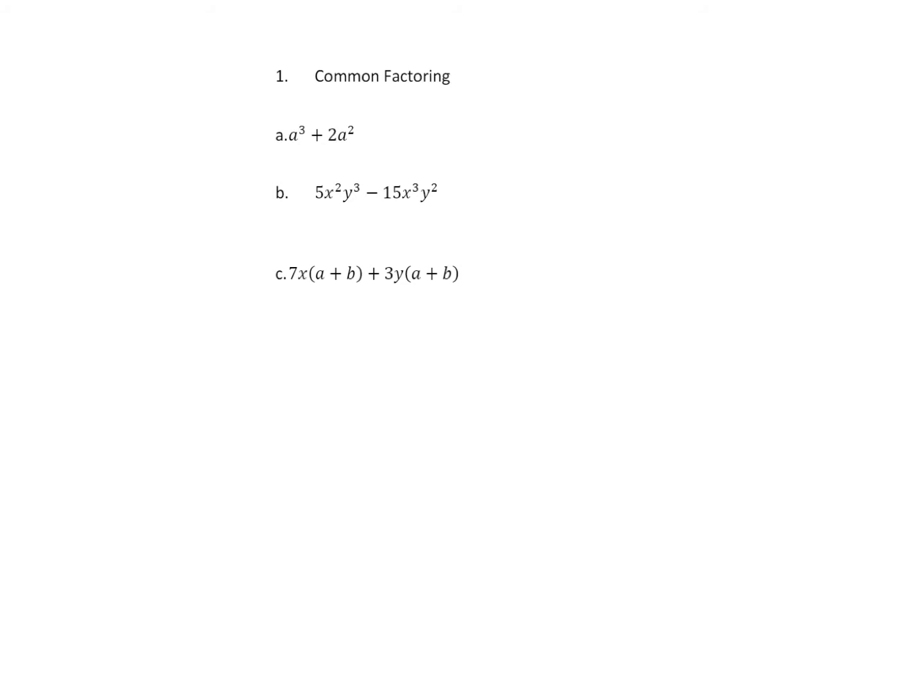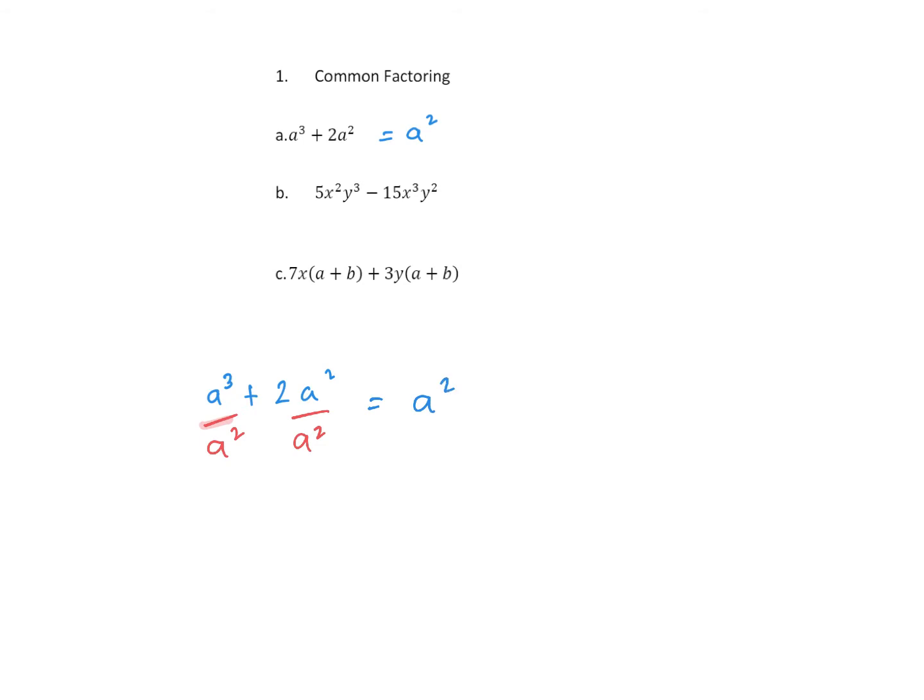In part A here, I'm looking for a common variable or number. The common variable would be a squared. So think of factoring as the opposite of expanding. Let's write this down for a second. I see that both terms have two a's. So I could put my a squared below each term and see what is left over.